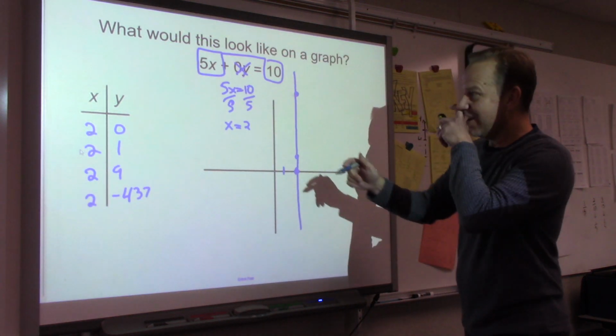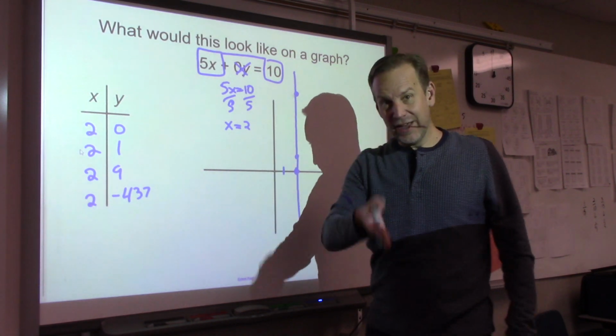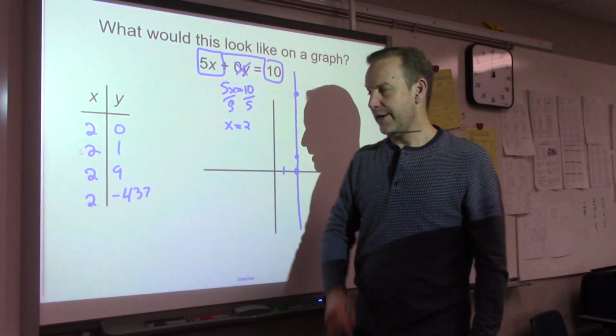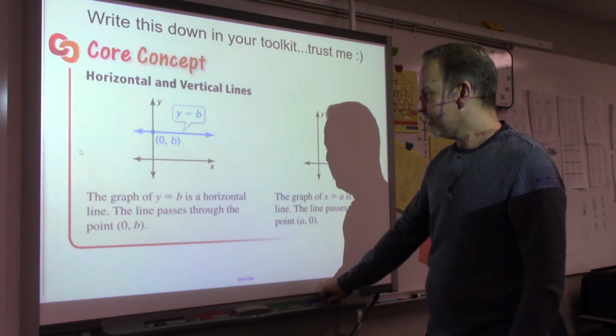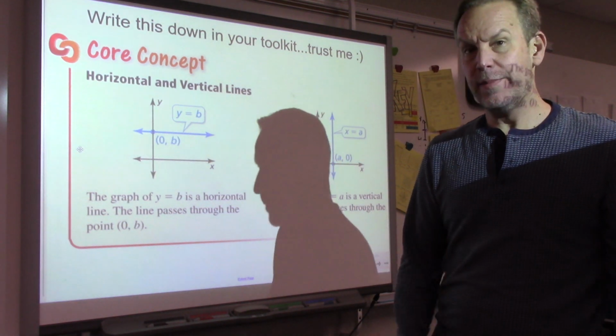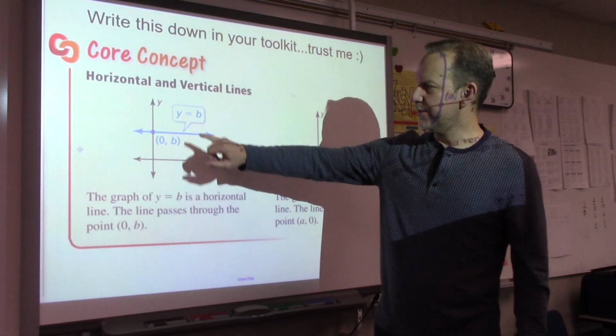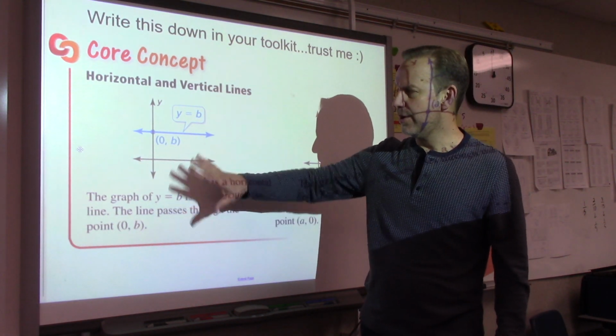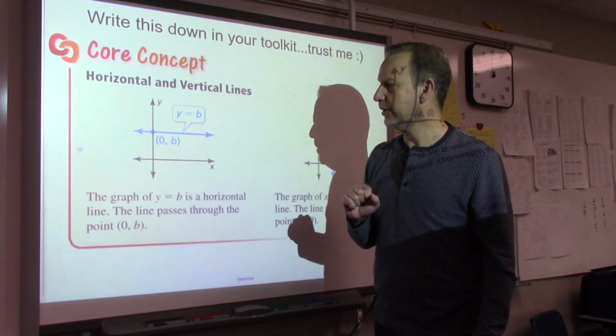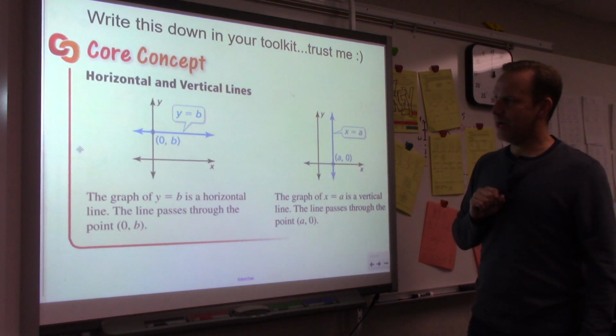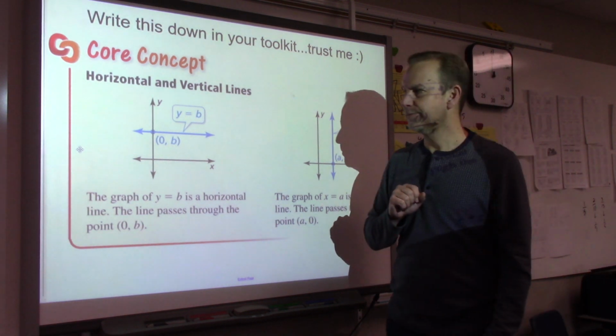And the all x and no y goes like this. That is vertical, okay, up and down. All right, so that is here. This is a good place for you to maybe pause the video, write this in your toolkit. Horizontal and vertical lines. If it's all y with no x, it's going to be horizontal. If it's all x with no y, it's going to be vertical.